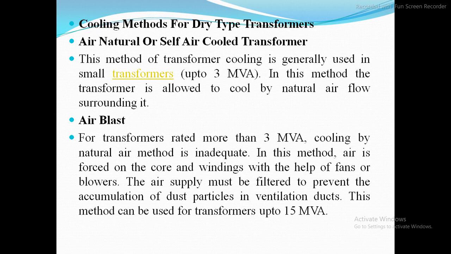Air blast. For a transformer rated more than 3 MVA, cooling by the natural air method is not enough. Therefore, in this method, air is forced on the core and winding with the help of fans or blowers. The air supply must be filtered to prevent the accumulation of dust particles in the ventilation duct. This method can be used for transformers up to only 15 MVA.